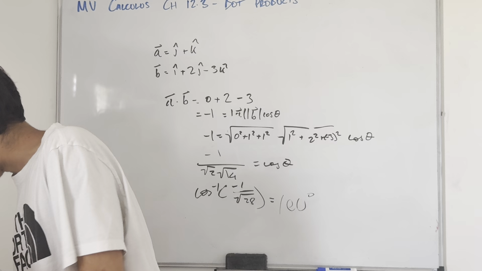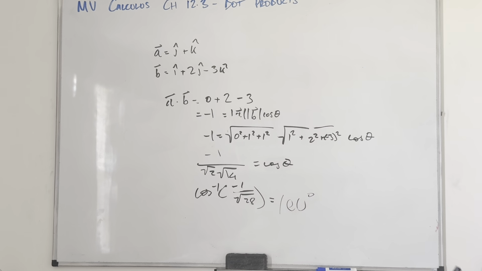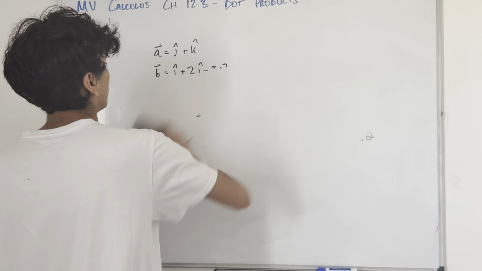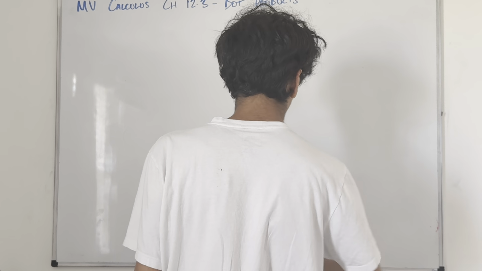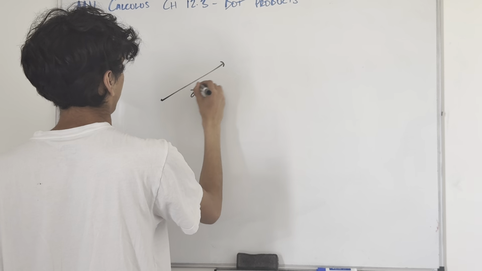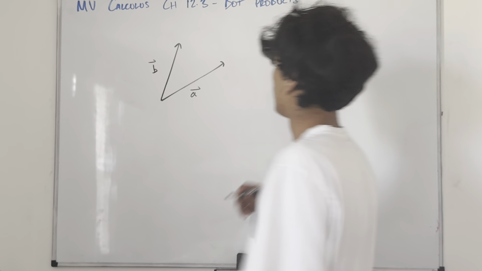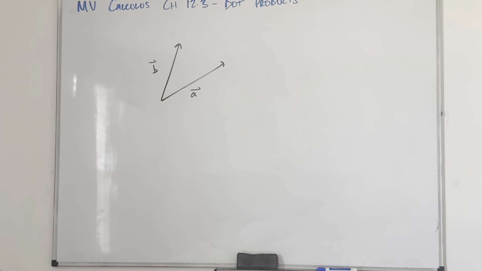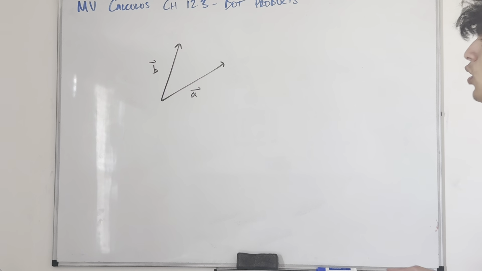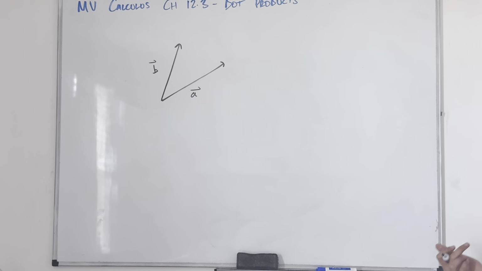So last thing, an application-ish of dot products is the idea of projections. So I have a question. Let's say we have two vectors, A dot B, right? So if I have A like so, and I have B like so, let's say we want to find what is the projection of B onto A. In other words, what component of B is along the same direction as A?